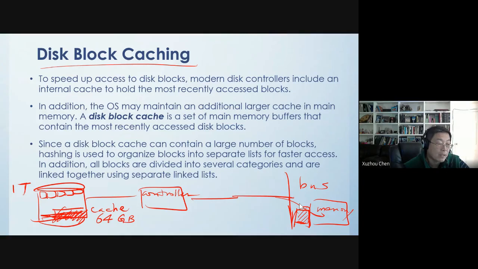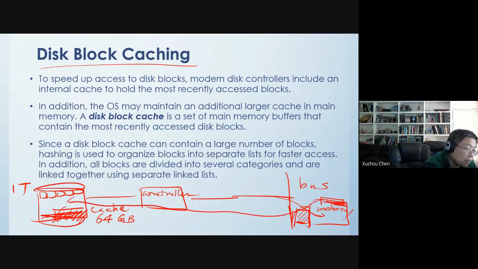A disk block cache is a set of main memory buffers that contains the most recently accessed data blocks. So for example, if a driver asks to access data from a particular block, or a couple of blocks, they first check the disk block cache to see whether the data from the hard disk block is still in there. If it's in there, they are not going to go directly to the hard disk to access the data. They just copy the data from the cache to the memory. So the cache can store the recently accessed blocks.